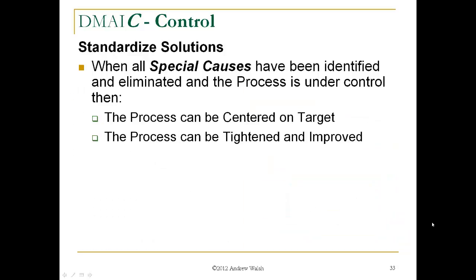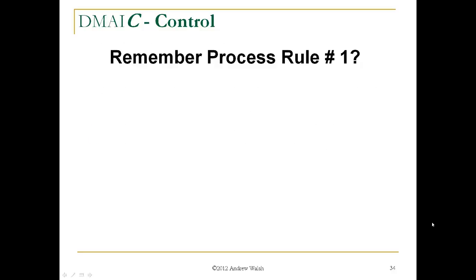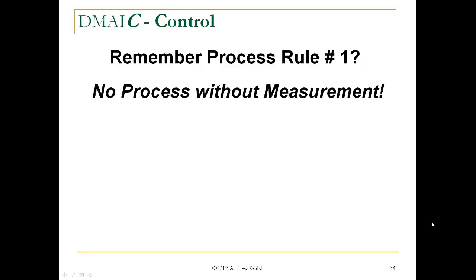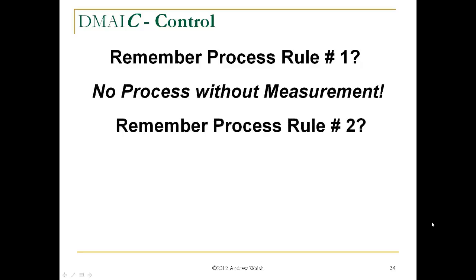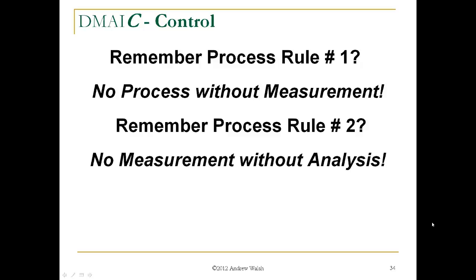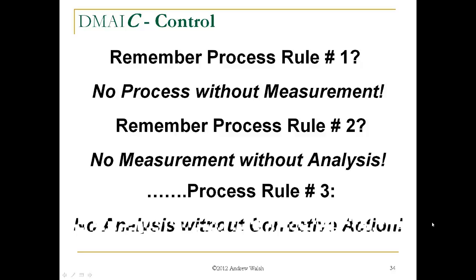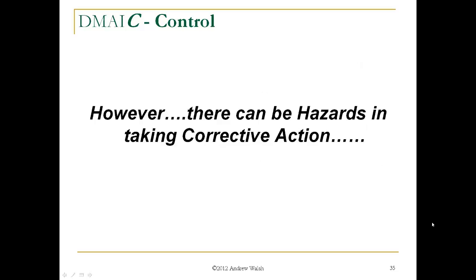Now, when all special causes have been identified and eliminated, and the process is under control, then the process can be centered on target, and the process can be tightened and improved. Now remember process rule number 1: no process without measurement, what we're measuring. Remember process rule number 2: no measurement without analysis, we've just done the analysis. And process rule number 3: no analysis without corrective action. However, there can be hazards in taking corrective action. Watch out.